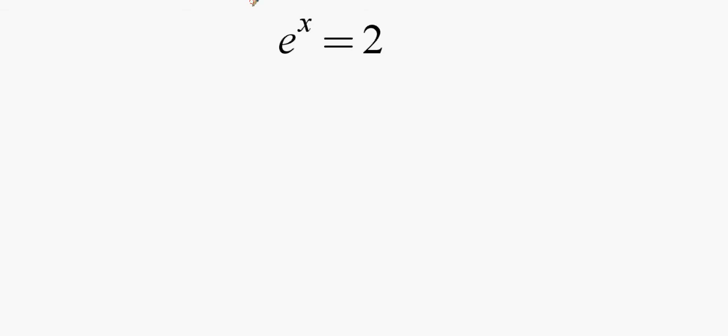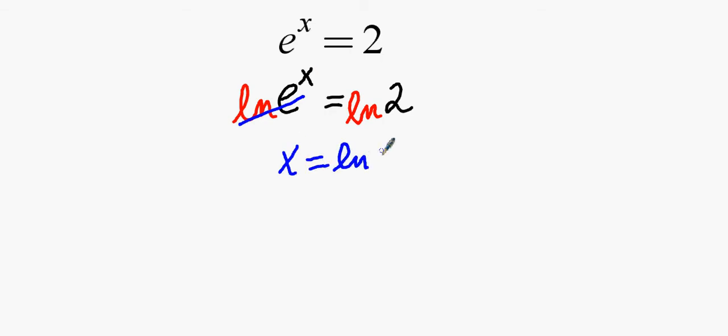In this problem we have e to the x equals 2. Well, there's no way to rewrite the number 2 using e. So what we need to do here is take the log of both sides. In this case we will take natural log, because natural log has base e. So natural log of e cancels, and we're left with x equals ln 2.